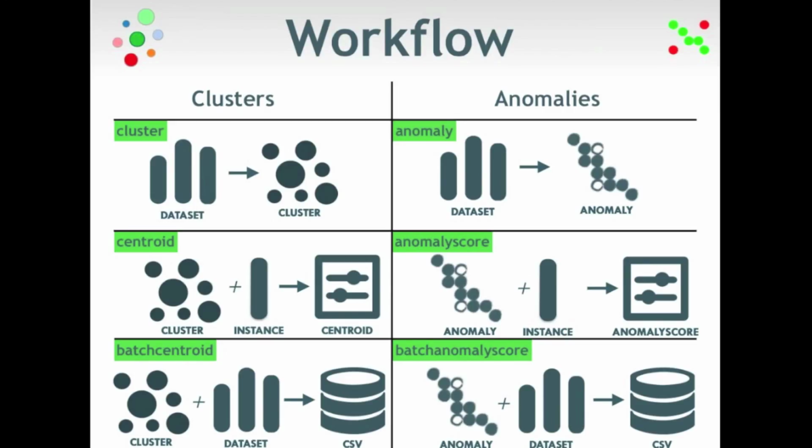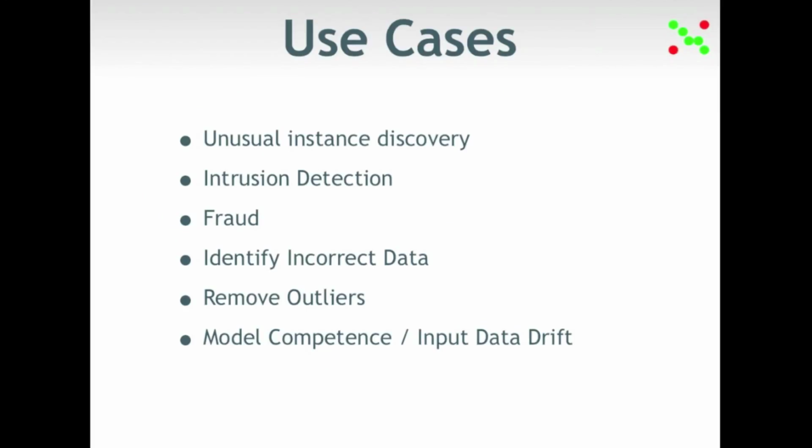So what kinds of problems is anomaly detection useful for? The first use is simply to enumerate the instances in a dataset which are unusual. This can sometimes be interesting all by itself.